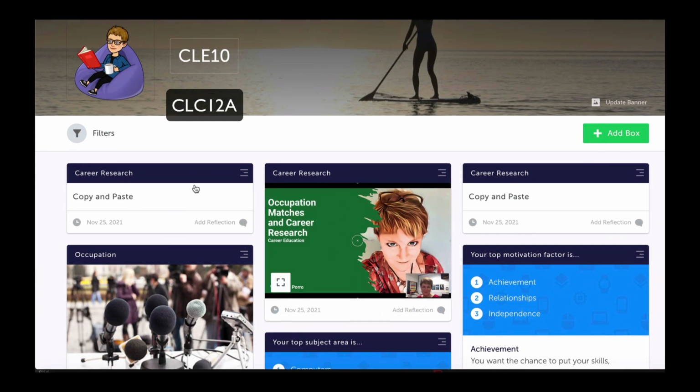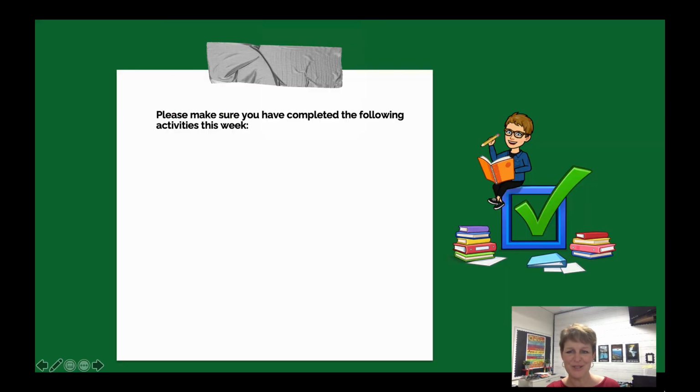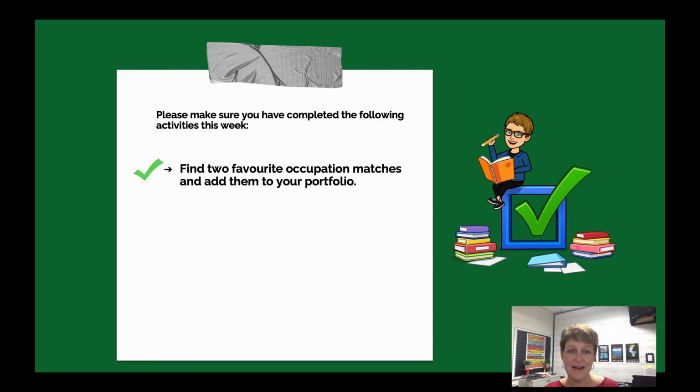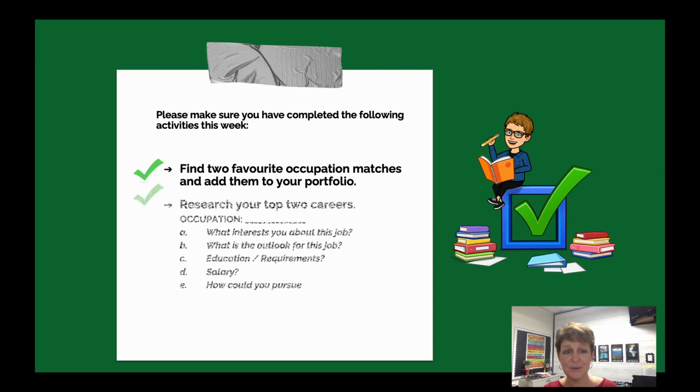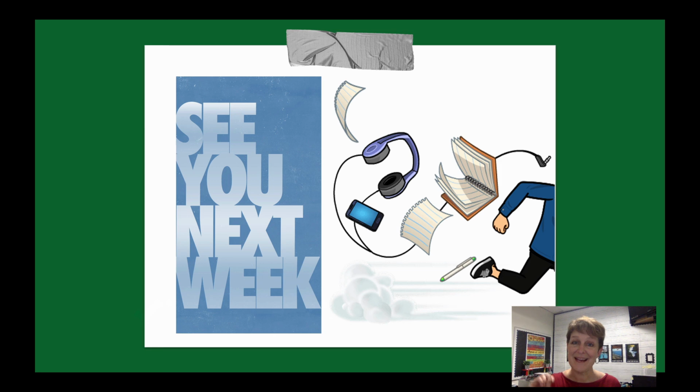So you can see that they're both showing up here, and once it's in your portfolio for this class, then your teacher can see it. All right, so please make sure you've completed the following activities this week. You have found 2 favorite occupation matches and added them to your portfolio. You've researched your top 2 careers, answering the questions that you've been given, and you've added this research to your portfolio. That's it for me this week.